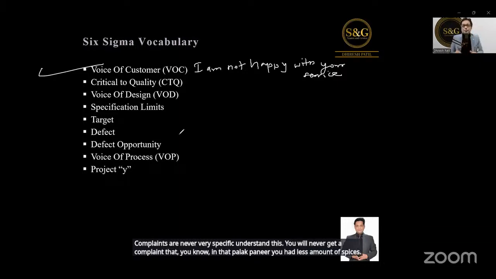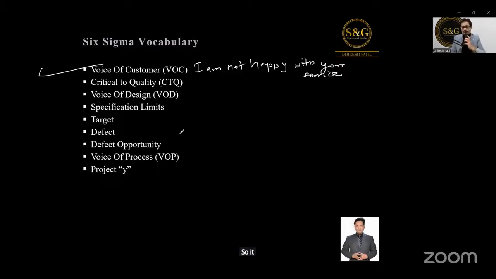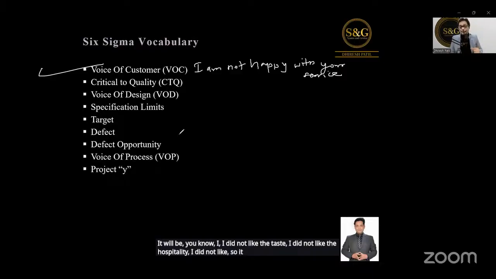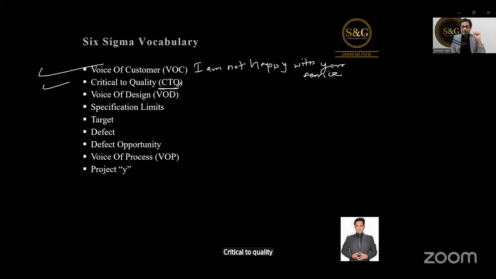In that curry, the salt amount was 50%. So it will not be very specific. It will be, I did not like the taste. I did not like the hospitality. So it will be a little vague statement. From that vague statement, you have to find out CTQs, critical to quality. Now tell me, what are the factors which will make your customer happy or unhappy?